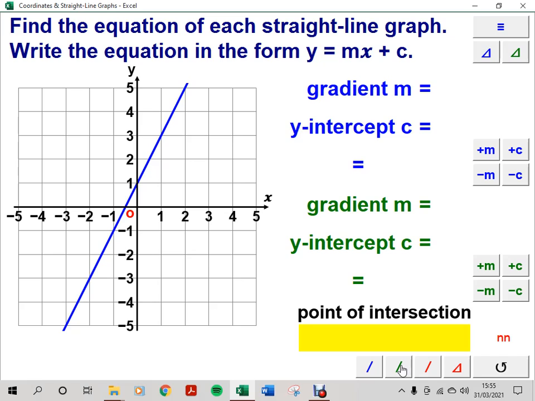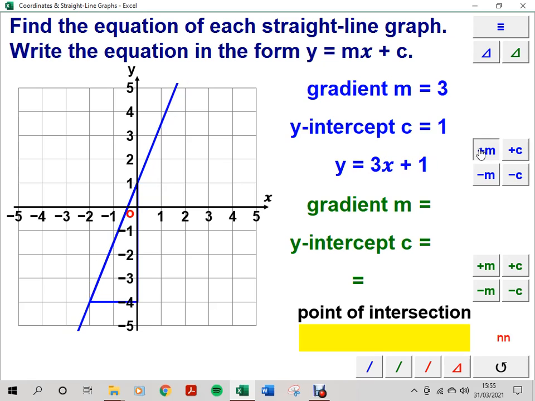Before this activity, our pupils will have plotted straight line graphs and understand the terms gradient m and y-intercept c. The gradient triangle is a useful feature here. Adding it shows that each time x goes up by 1, y increases by 2, so m equals 2. It cuts the y-axis at 1, so c equals 1, which gives y equals 2x plus 1.